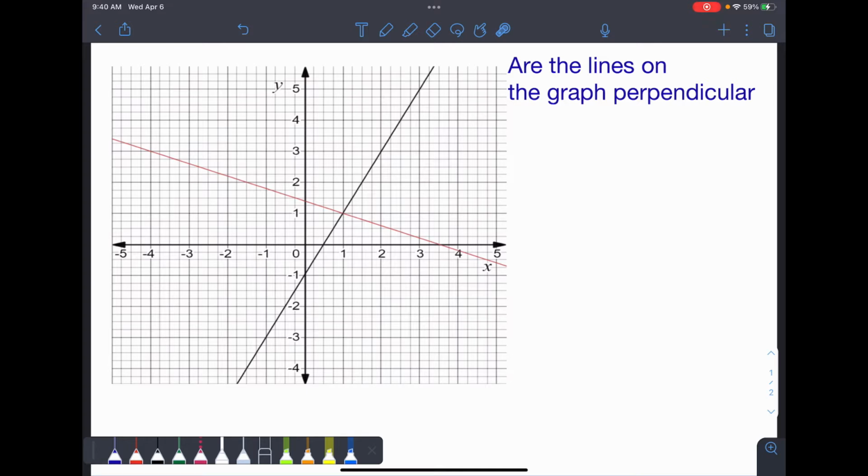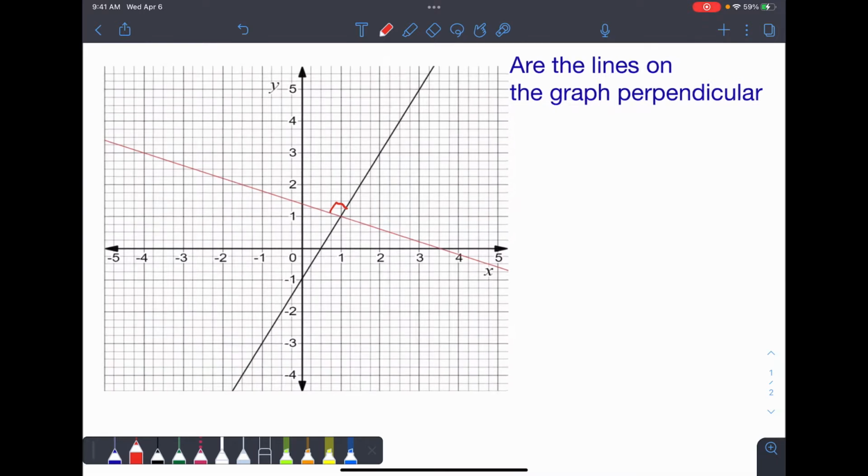Okay, so remember our requirement for the lines to be perpendicular. They must meet at a right angle. Now, you might be able to see from this picture that maybe they don't look like a right angle there. So there's another way we can figure out whether they're perpendicular, and that is to determine the slope of each line. If the slopes are negative reciprocals, then we have two perpendicular lines. Okay, so that's what we want to determine.